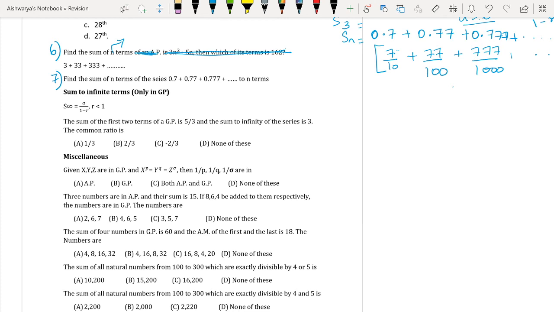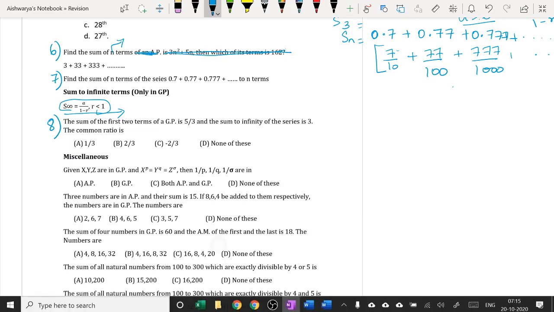The next question is on sum to infinite terms. This is the formula. It is possible only in a GP because only in GP the r can be less than 1. So you can find out sum to infinity terms in terms of a GP. Now let's go to the 8th question. This is the formula we are going to use.